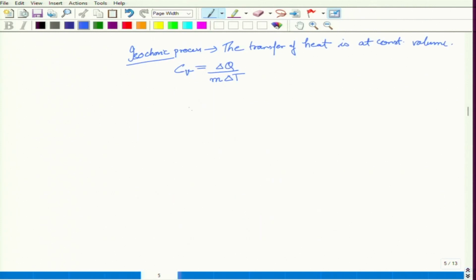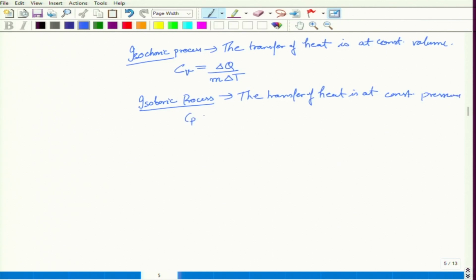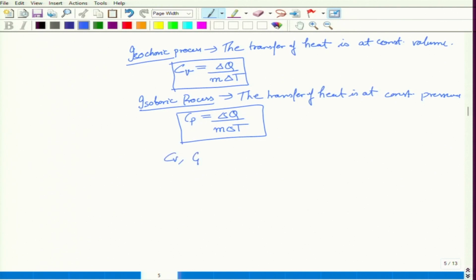Okay. So in case of isobaric process, the transfer of heat is at constant pressure, which means that we are calling this Cp, and that is delta Q by m delta T. So in order to understand the concept of Cv and Cp, we need to feel it. So how can we feel it?